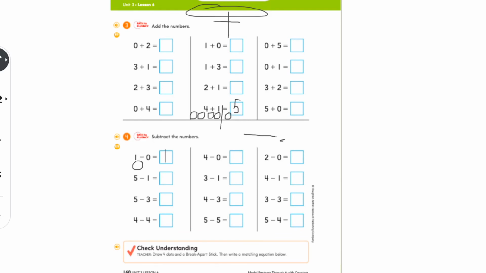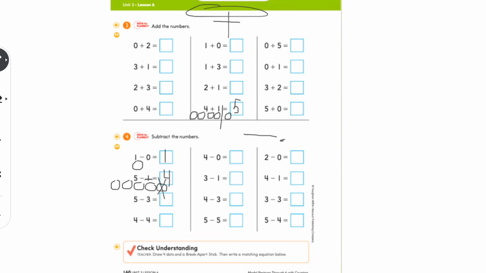1. But what if I have 5 circles? 1, 2, 3, 4, 5. I take how many away? 1. Let's count. How many do I have left? 1, 2, 3, 4. I have 4 left.